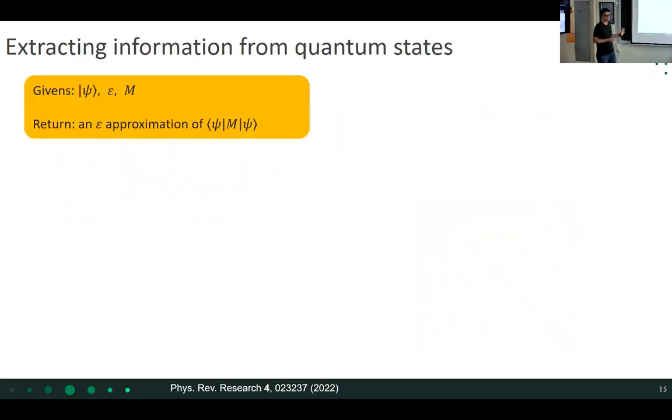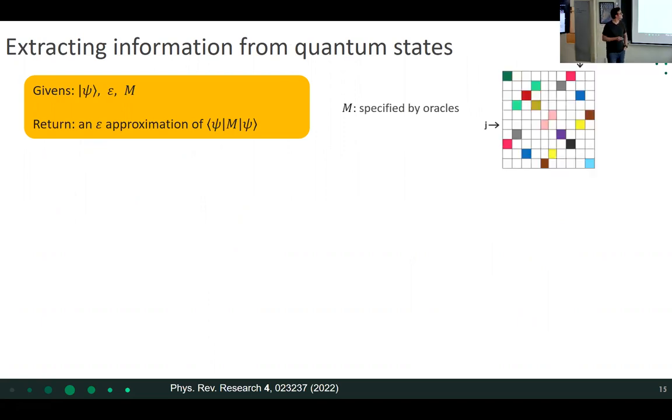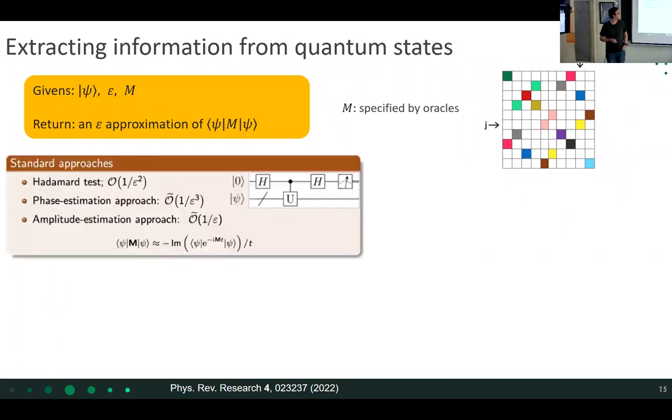The last part is extracting information from those generated states. So formally, what we have is a generated quantum state psi. We are given an error tolerance, and we have a measurement observable. And what we want is an epsilon approximation to this expectation value. The observable that we check is a general observable. We take it like the oracles, which specify the location and value of the non-zero elements.